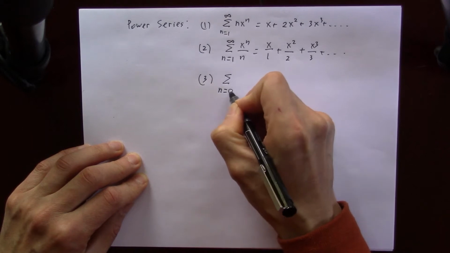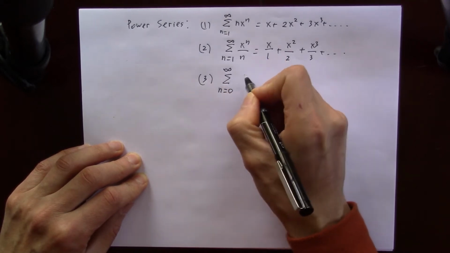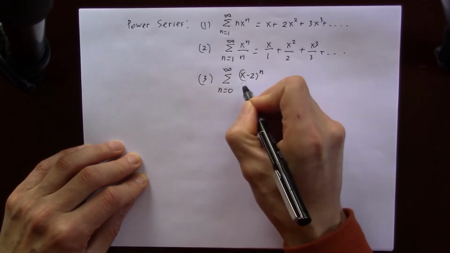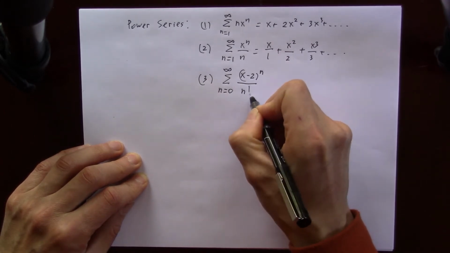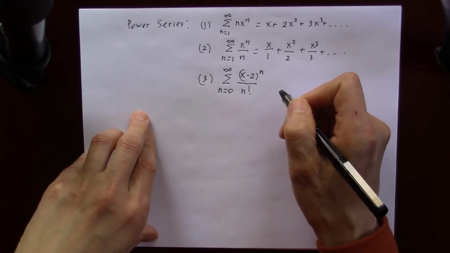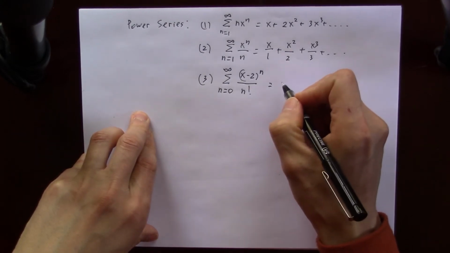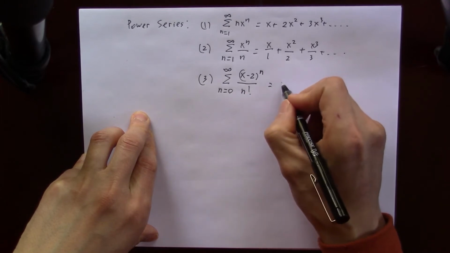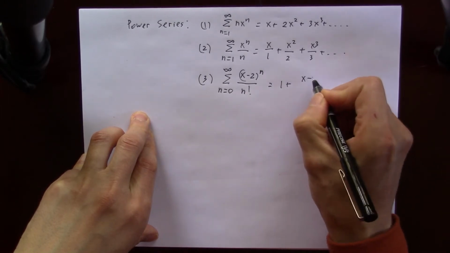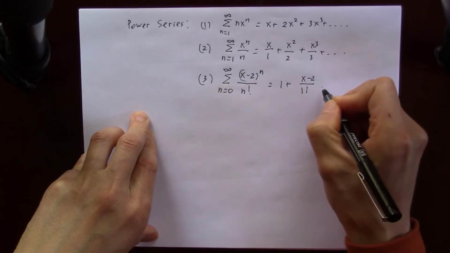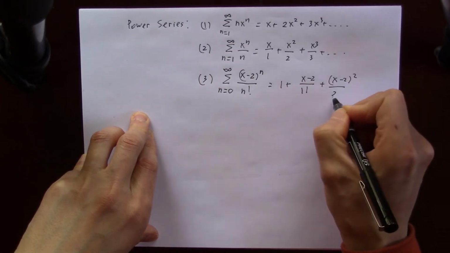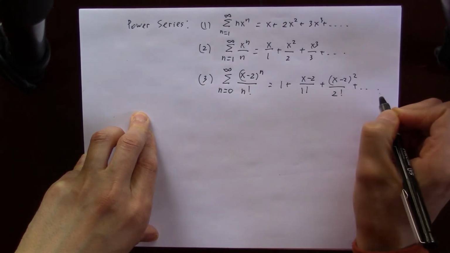n from 0 to infinity, (x minus 2) to the n over n factorial. So we can write this one as: 0 factorial is 1, and the 0 power is 1, so 1 plus (x minus 2) over 1 factorial plus (x minus 2) squared over 2 factorial plus and so on.